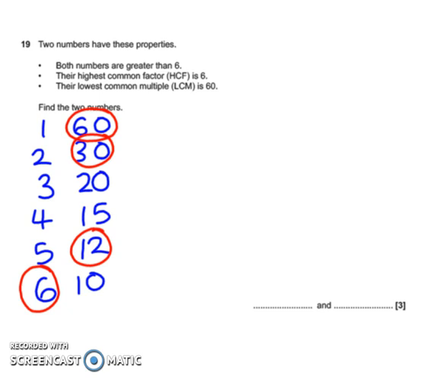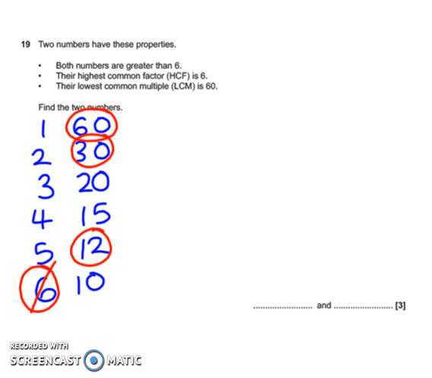Now, look at the first fact. The numbers are greater than 6, so therefore we can discount 6. So that's not going to be one of our two numbers. And then we've got 3 possibilities. So now, come back to fact number 2. They have a highest common factor of 6.